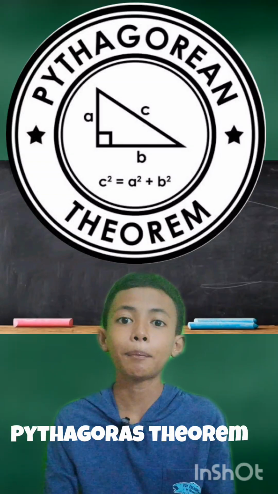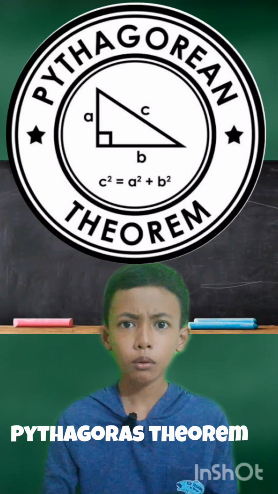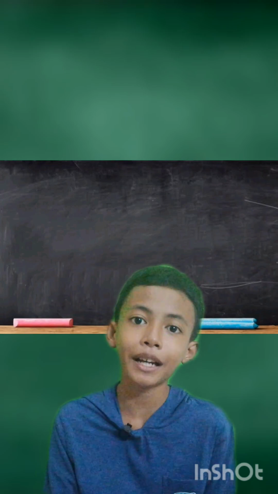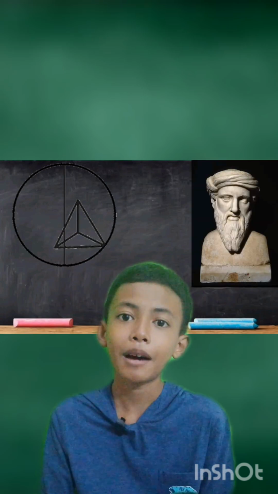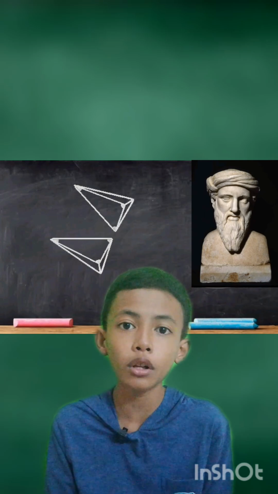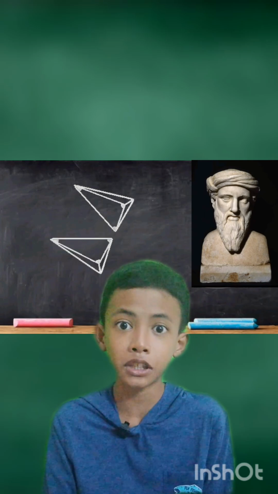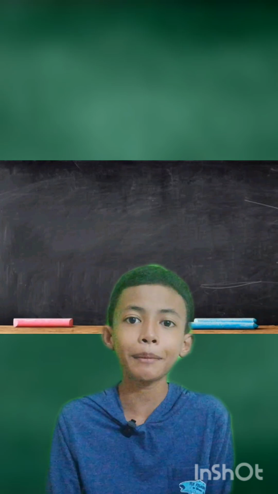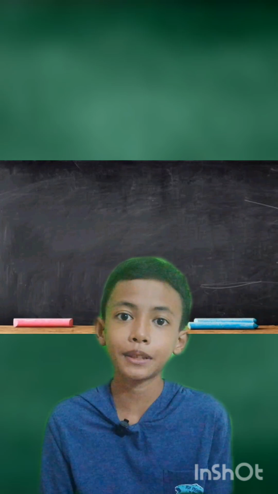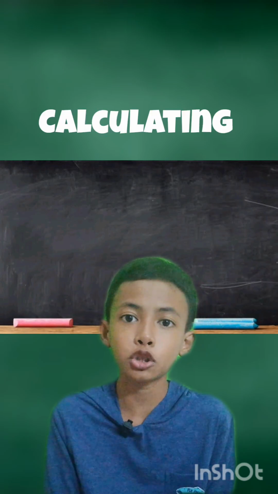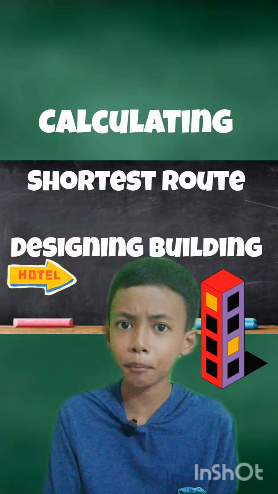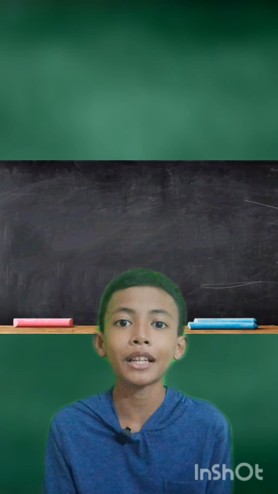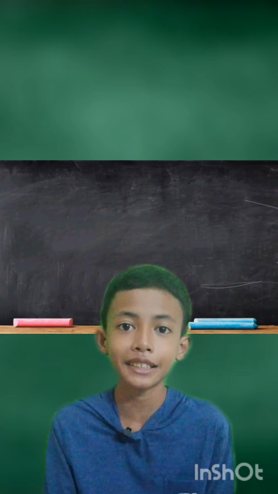You ever heard about the Pythagoras theorem? But what is it? Well, the Pythagoras theorem was discovered by a Greek mathematician named Pythagoras and used for solving problems involving right triangles. This concept is useful not only for mathematics but for everyday life, such as calculating the shortest route or designing buildings. But the crucial question is, what does the Pythagoras theorem actually say?